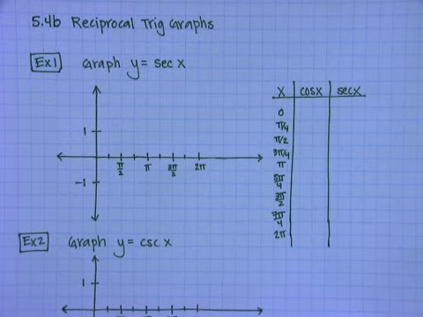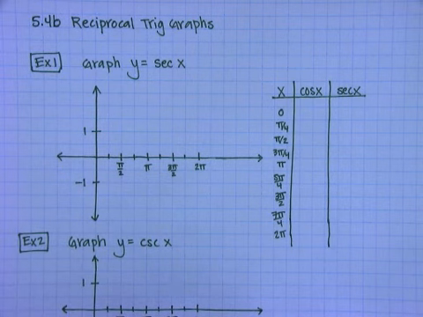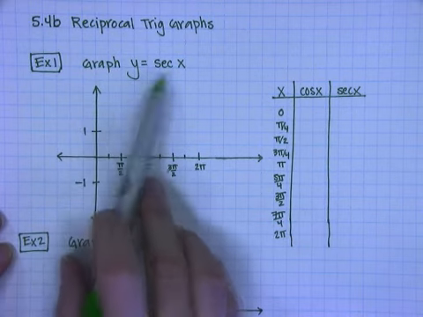Hey guys, so today we're going to be talking about reciprocal trig graphs. So we're going to be looking at secant and cosecant and cotangent. And for this, to start with, we're going to graph secant.